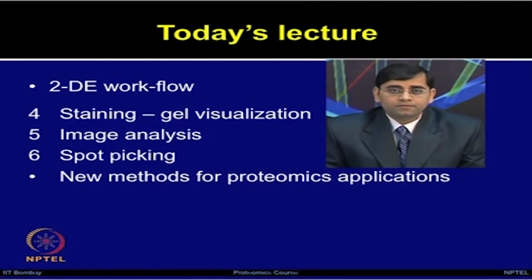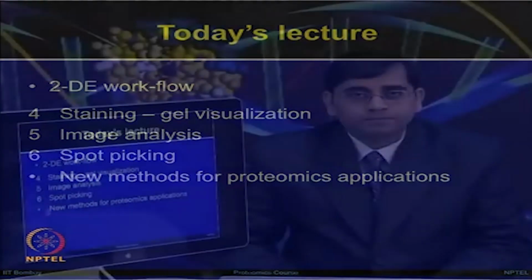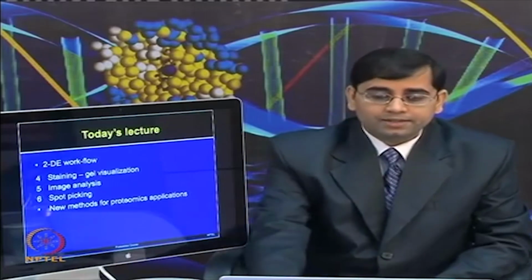SYPRO Ruby is a very sensitive stain, and this stain is also used for looking at different types of protein patterns, such as dual staining. Now, if you want to look at post translational modification, a few stains such as Pro-Q Diamond can be used, but if you want to look at the overall protein pattern, then you can do dual staining with SYPRO Ruby or some other stain. So, let us continue today's lecture on different types of staining methods being used.